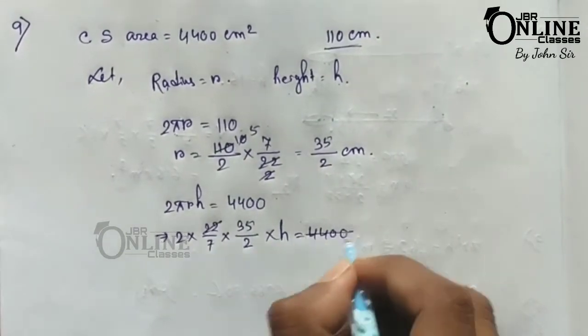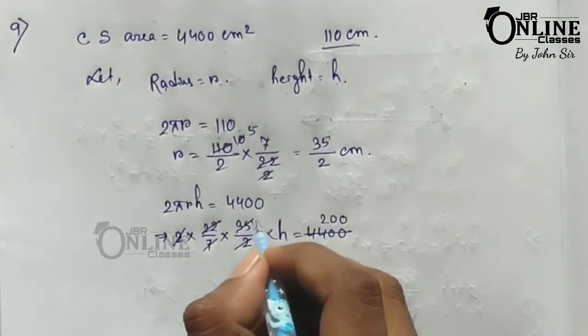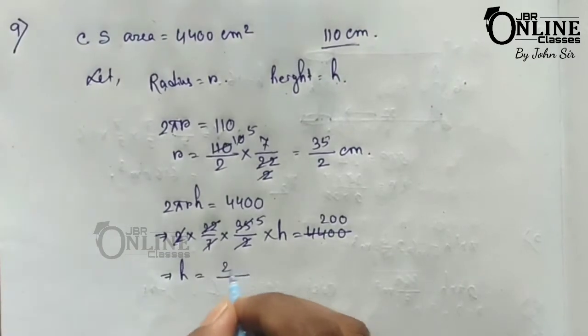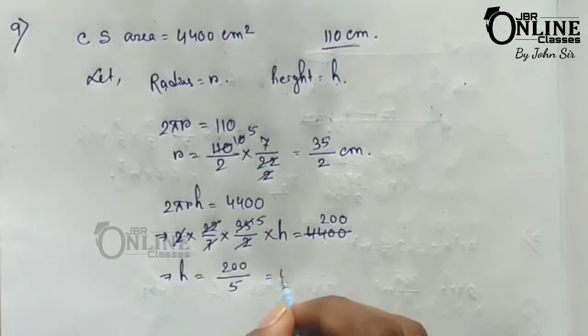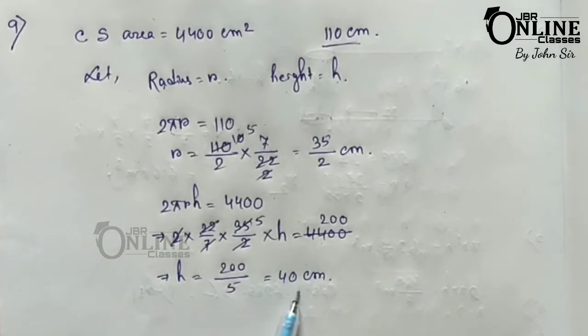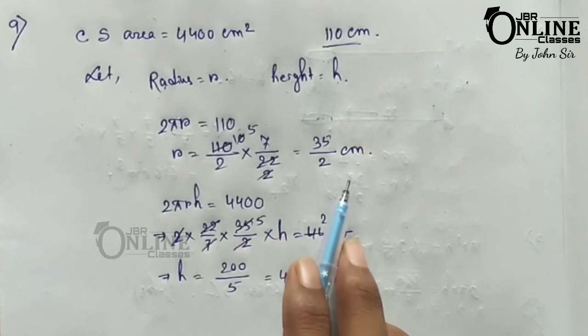So here 22, that equals 200. Here 2 cancels out. 2 into, sorry, 7 divided by 35. So finally H equals 200 by 5, and that equals 40. So 40 centimeter is the height. So 40 is the height and radius equals 35 by 2 centimeter.